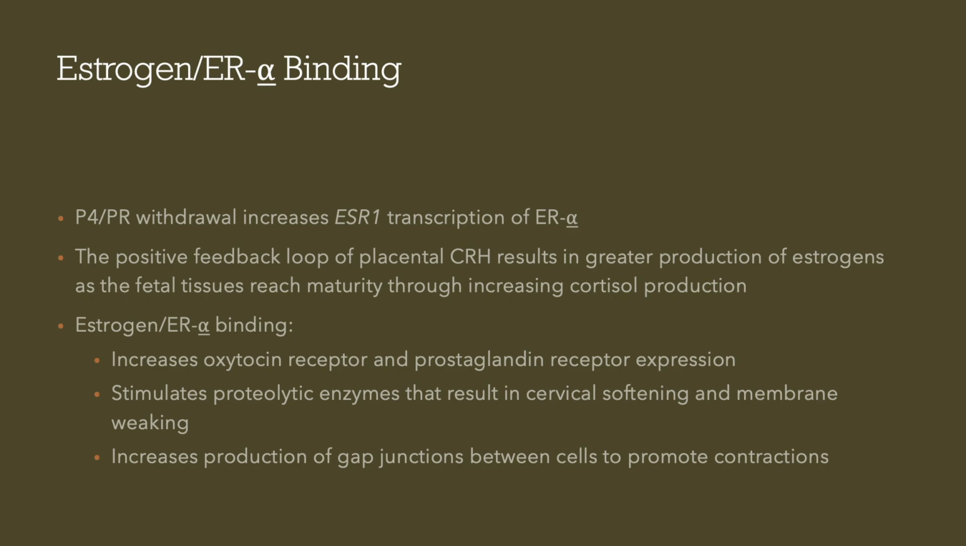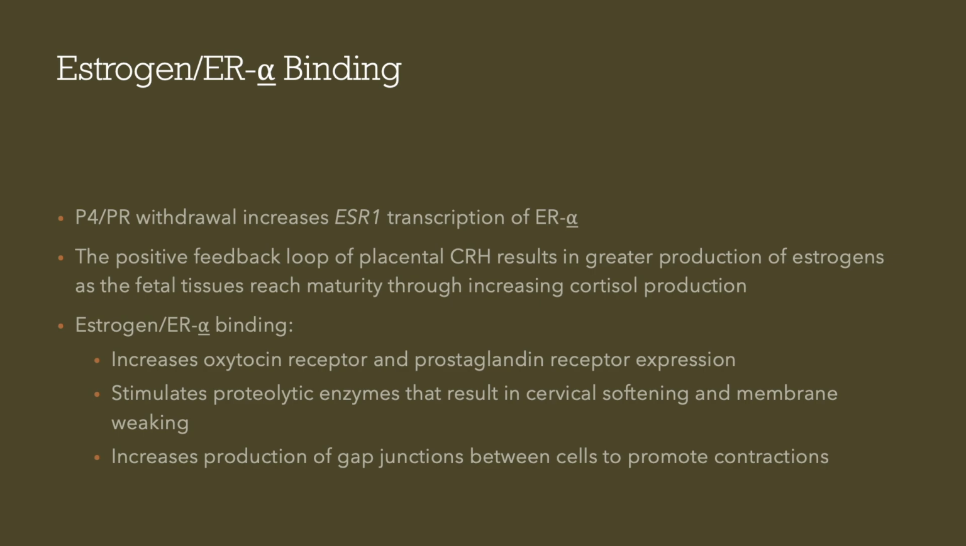And so we previously talked about the withdrawal of progesterone. Now let's talk about what happens when estrogen binds its receptor. So the P4PR withdrawal increases the ESR1 transcription of the estrogen receptor. The positive feedback loop of placental CRH results in greater production of estrogens as the fetal tissues reach maturity through increasing cortisol production. And so part of this is this idea of this fetal placental clock, where as the baby is reaching maturity and can survive born on the outside, the uterus is beginning to prepare for labor.